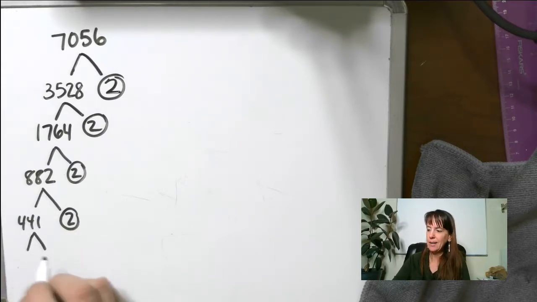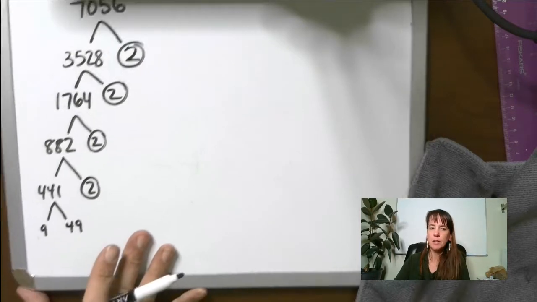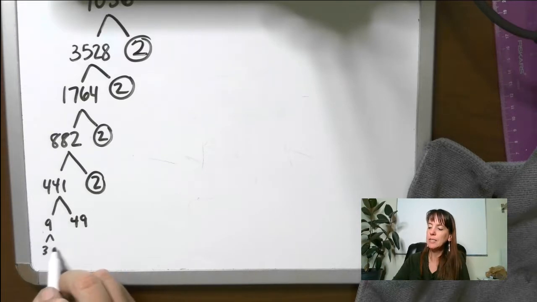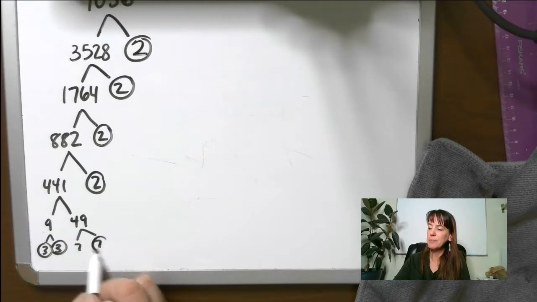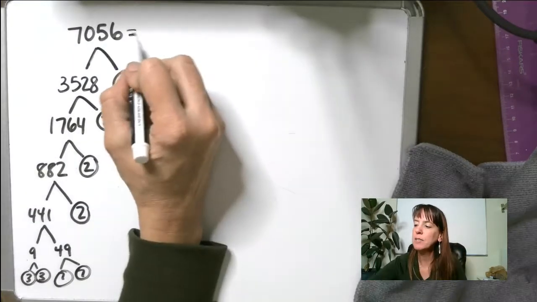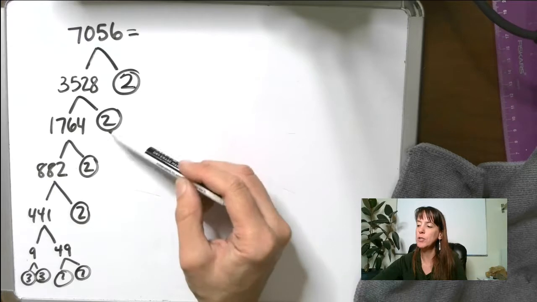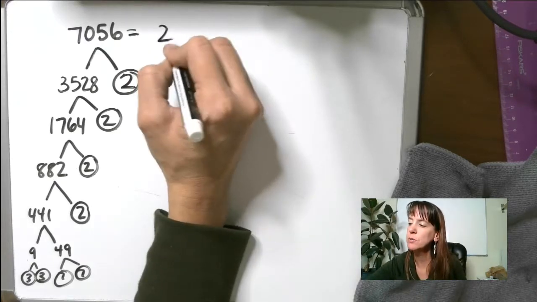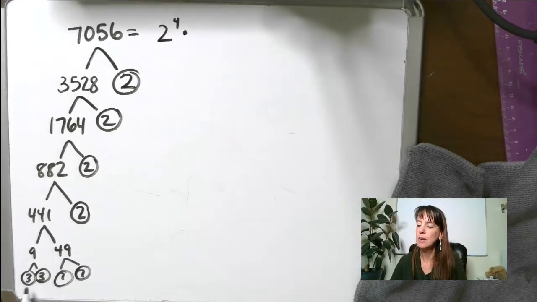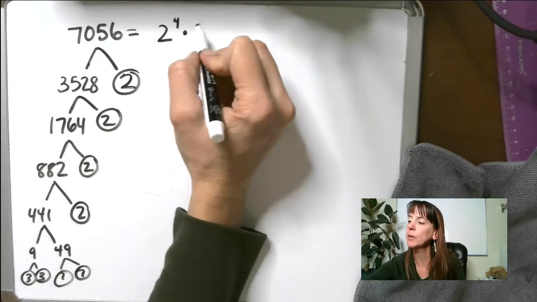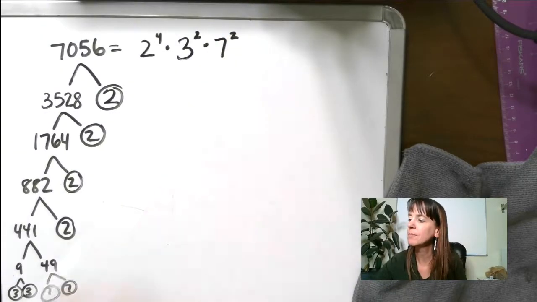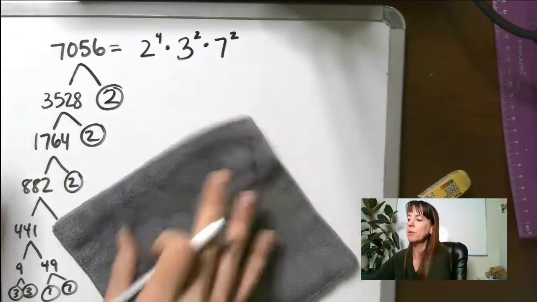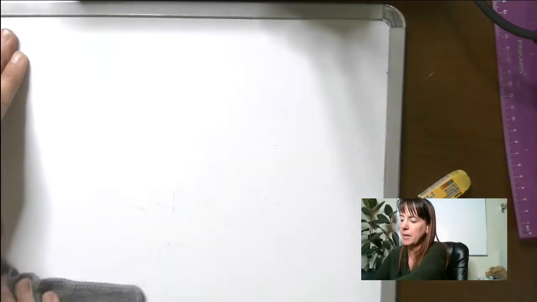Okay, 9 times 49. 9 is not prime. Oh, sorry, I'm running out of room here. That is 3 times 3. And for 49, that's 7 times 7, right? All right, so we're going to write this as a product of prime numbers. We've got to find all our 2's. 1, 2, 3, 4. There are 2 to the 4th power times, there are 2 3's down here, so that's 3 to the 2nd power, times these 2 7's, 7 to the 2nd power. That is writing it as a product of prime numbers, and go ahead and use a calculator on those guys because that's kind of a pain.